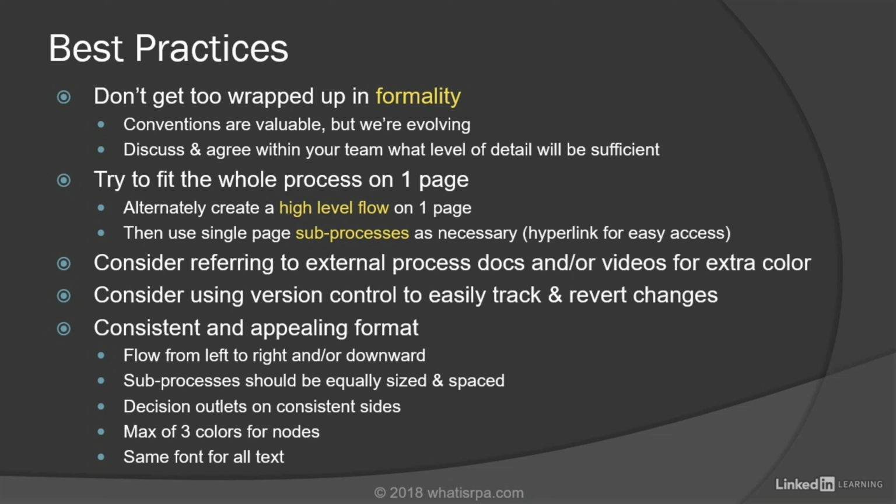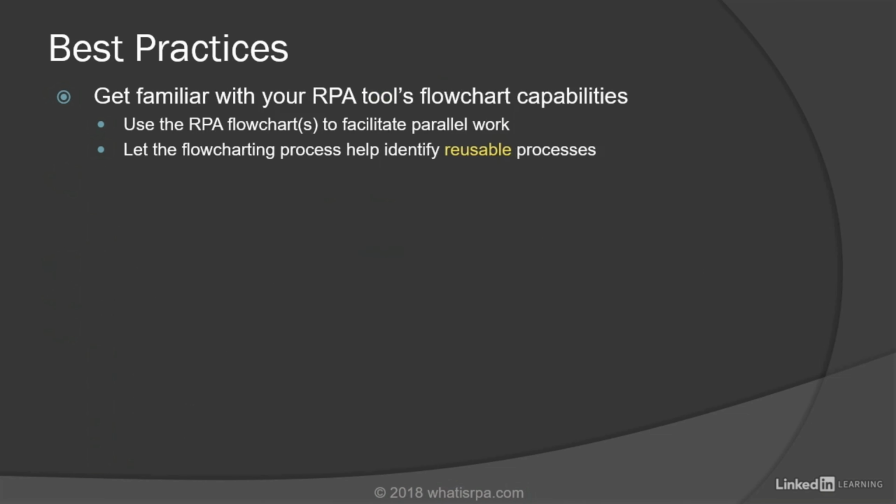Try to use the same font for all the text, and in some cases it might be a little bit bigger or more bold, or even red if you need to call attention to something. Get familiar with your RPA tool's flowchart capabilities. Once you're familiar with those, use the RPA version of your flowcharts to help facilitate parallel work. And by that, I mean multiple developers working on different parts of the robot at the same time.